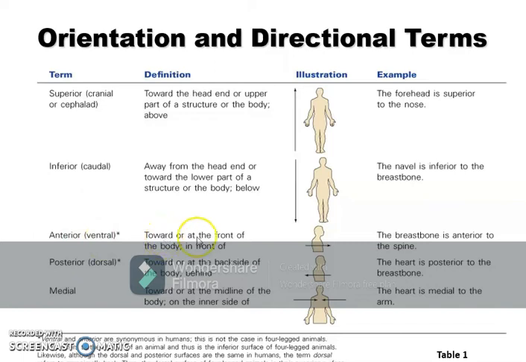The next one is anterior or ventral. This means toward or at the front of the body or in front of. Example, the breastbone is anterior to the spine. When we say anterior, in front of, it is also known as the ventral part. The opposite of anterior is the posterior or the dorsal part, toward or at the back side of the body. Posterior means behind. Example, the heart is posterior to the breastbone.